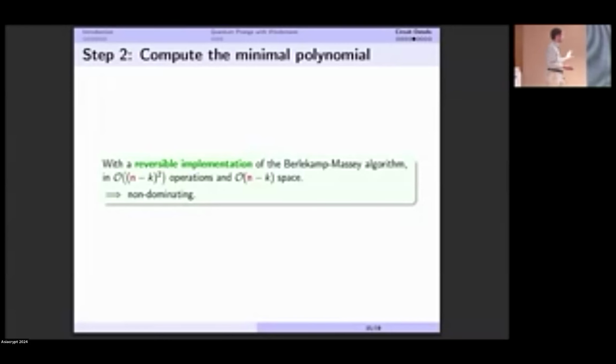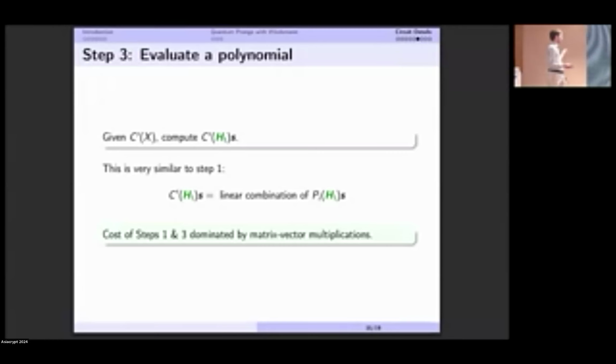The nice part is also that this part here is non-dominating, because the complexity is only quadratic and the entire complexity of the algorithm is cubic anyway. So barely compensating is fine. And finally, there is a third step, which is to evaluate the polynomial.